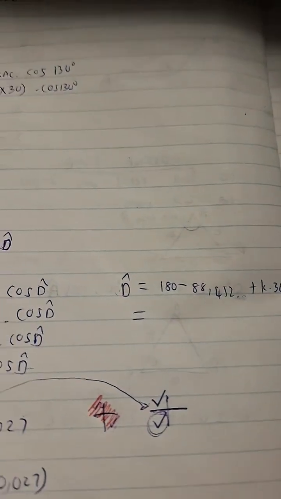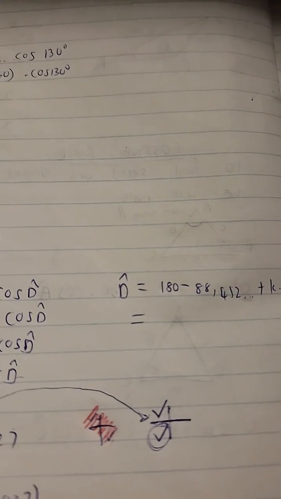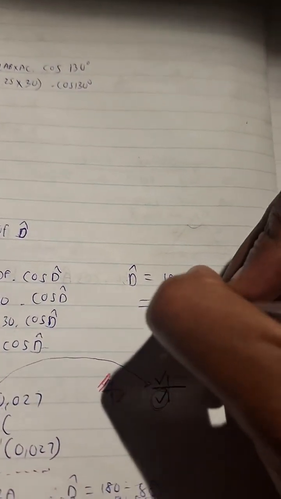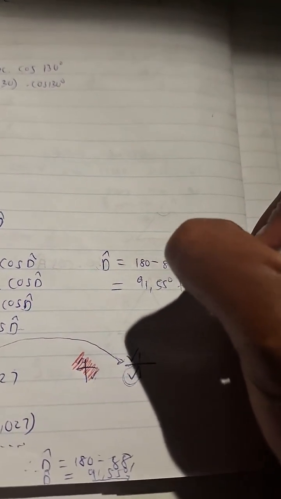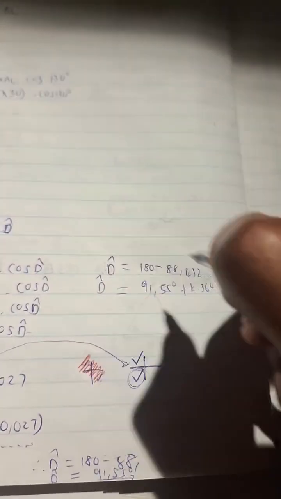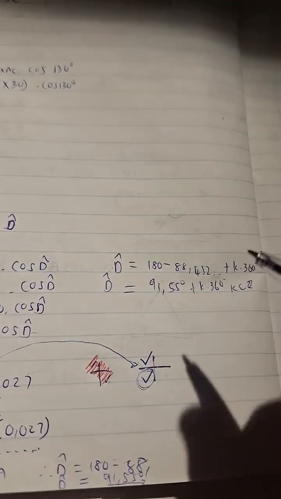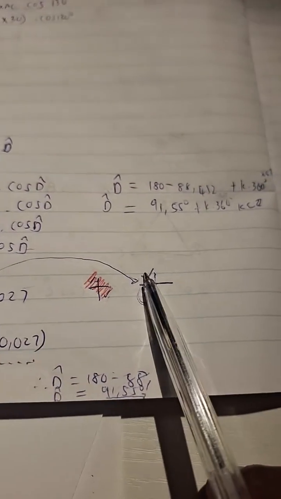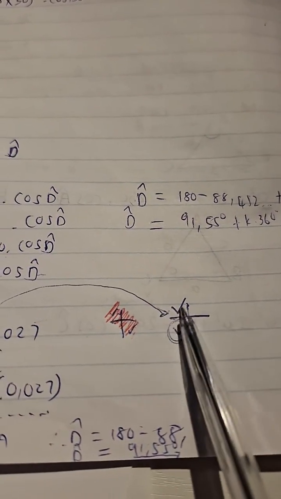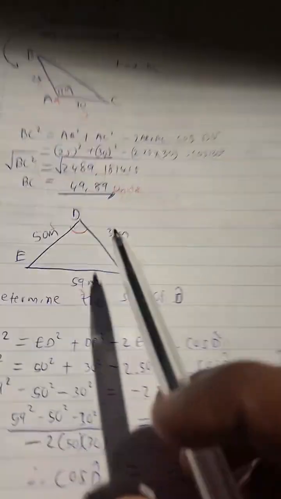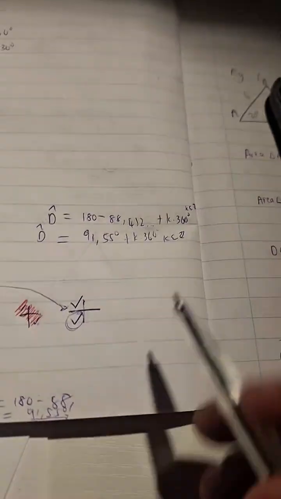Then I get that answer of 91,55 if you round off to 2 decimal places, plus K 360, where K is an element of integers. I am going to embrace this general solution because it is a good representation of an angle that I want in this quadrant. 91,55 is slightly more than 90 degrees. It's in this quadrant, and it's still within the scope of a triangle.